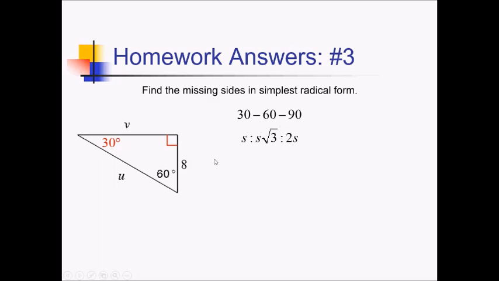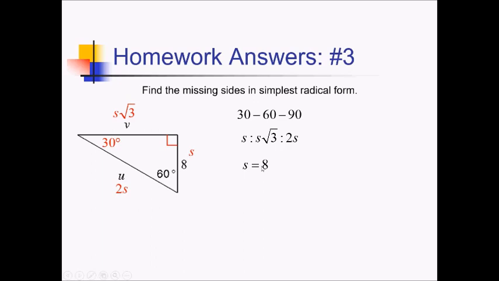Labeling those on the triangle, this s side is always across from the 30 degree angle, so that's over here on the right. S radical 3 is across from 60 degrees, up here on top. And then the 2s is across from the right angle, so that's down here on the hypotenuse. The only side they gave us was this 8 right here, and as luck would have it, that happens to correspond to the s that we just wrote. That means that s equals 8.